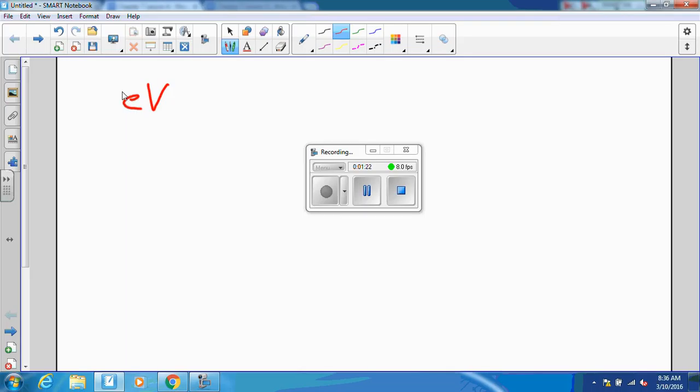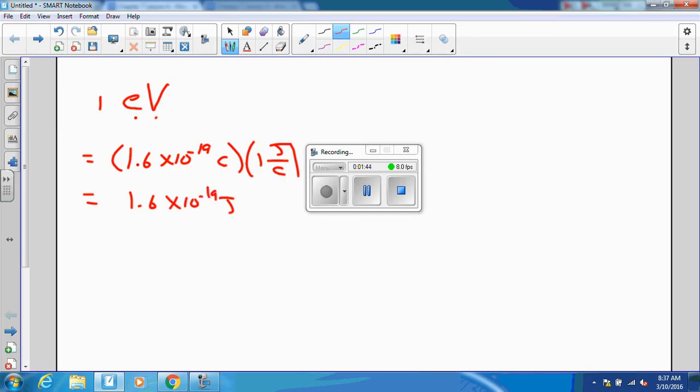But at some point we might have to convert that into joules. And so how do we do that? Well, the unit is literal. It's literally the charge on the electron, 1.6 times 10 to the minus 19 coulombs, times 1 volt, which is a joule per coulomb. So 1 electron volt is 1.6 times 10 to the minus 19 joules.